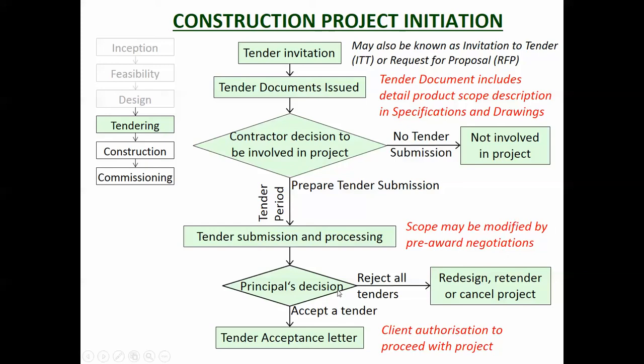But if they do, and that's what usually happens, either they or the consultant on their behalf sends a tender acceptance letter to the winning construction company, and that says we accept your submission, your proposal. So the tender submission that the construction company submitted is accepted, and in doing that they have formed a legally binding contract. They are now contractually bound, and essentially that is the client's authorization to proceed with the project. That's what the tender acceptance letter does.